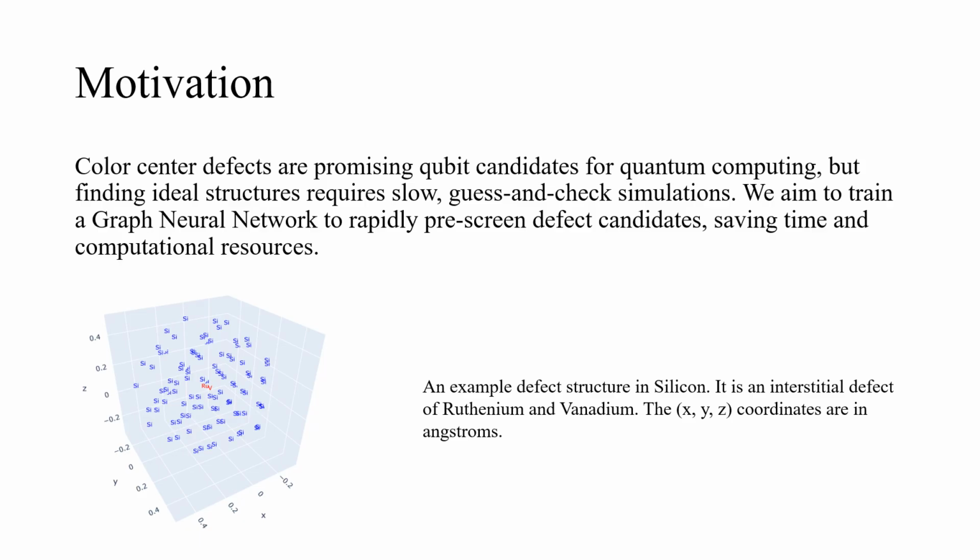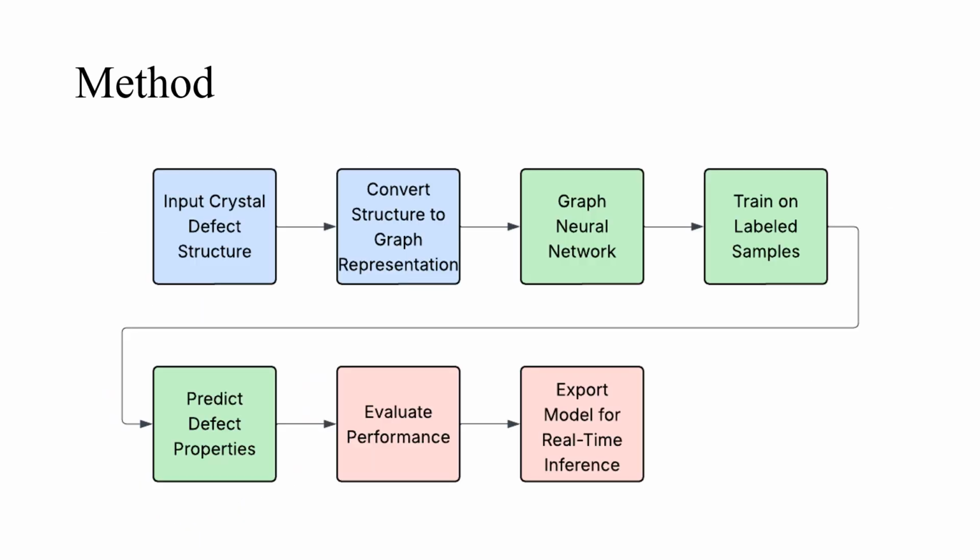What we want to do is use a graph neural network to essentially screen candidates. So if we do inferencing and it predicts really bad properties, we can throw it out before we have to use these traditional methods, which are very computationally expensive. So how does what we're doing work?